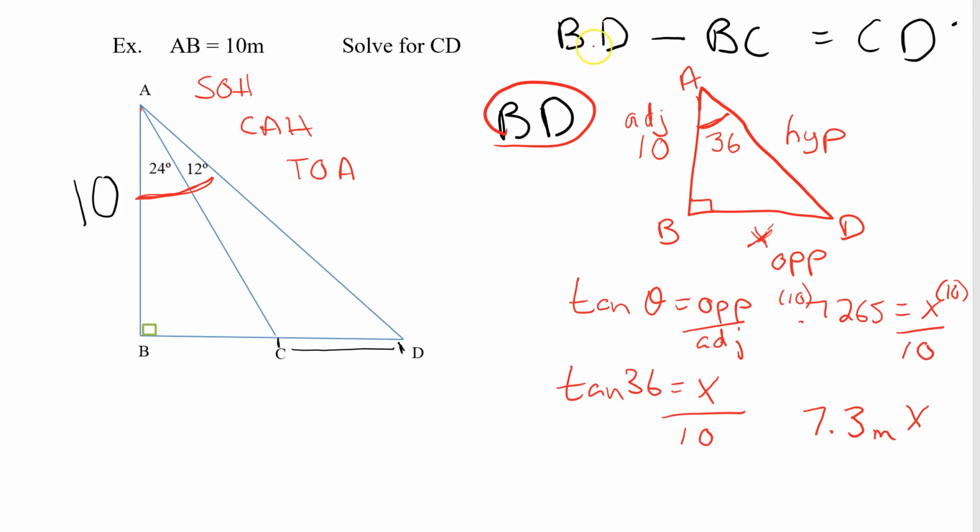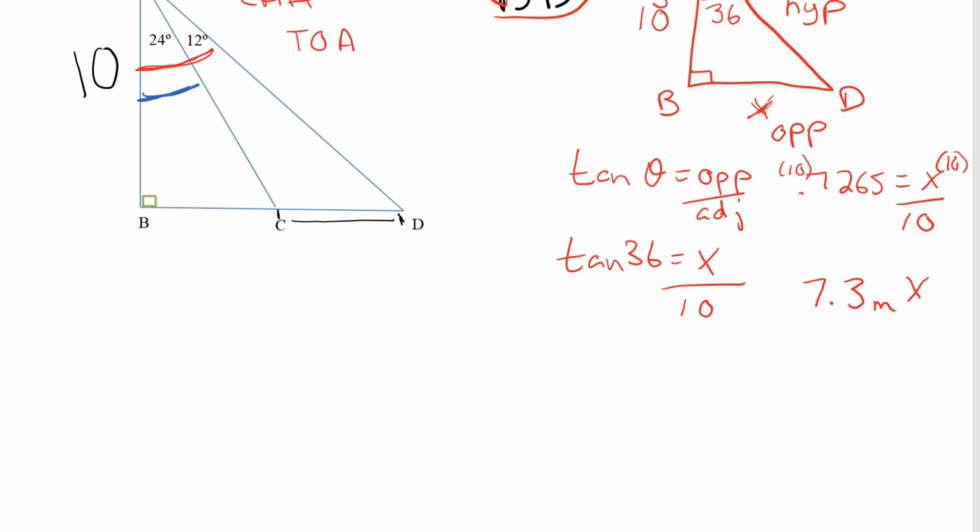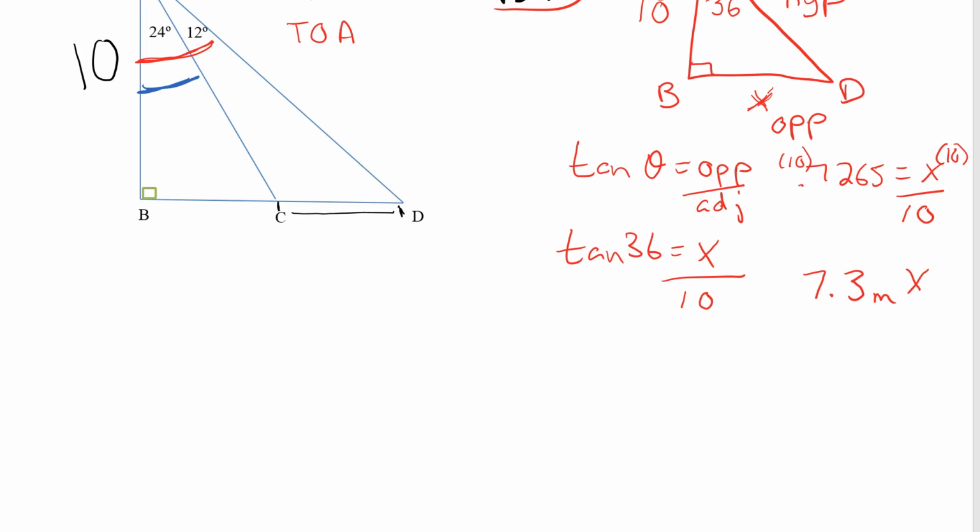Okay, so I got the BD part. Now let's figure out the BC part. I'm going to switch to blue. And BC is part of my smaller triangle, ABC, with just the angle inside, just the 24. So I'm going to rewrite my triangle. Here's the triangle right here. This was A, this was B, this was C.